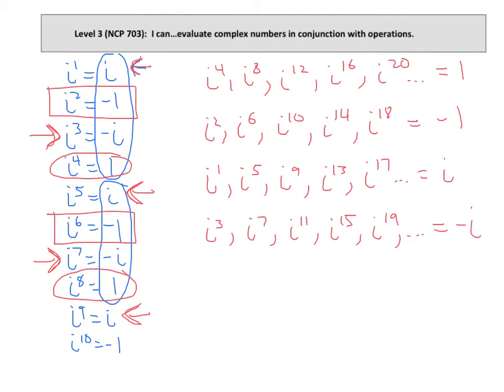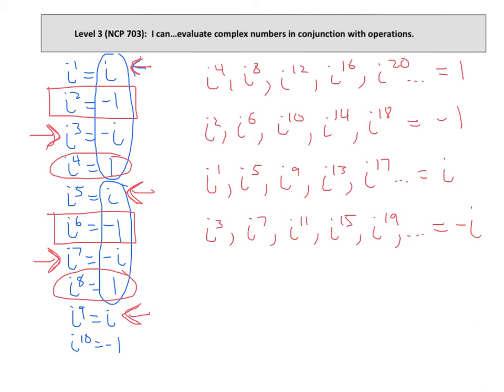So if we think about our closest multiple of 4, i to the third is one less than a multiple of 4. i to the 7th, 7 is one less than 8, so again, one less than a multiple of 4. i to the 11th, our closest multiple of 4 is 12, that's one less, and so on. So these are all one less than a multiple of 4. They all equal negative i.